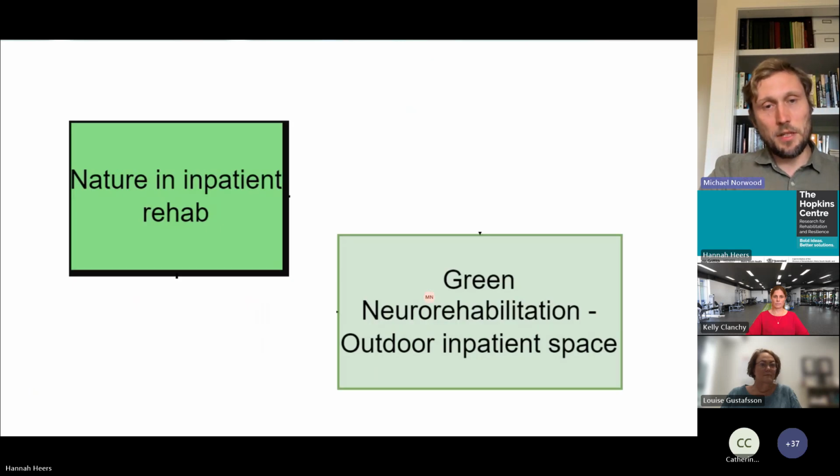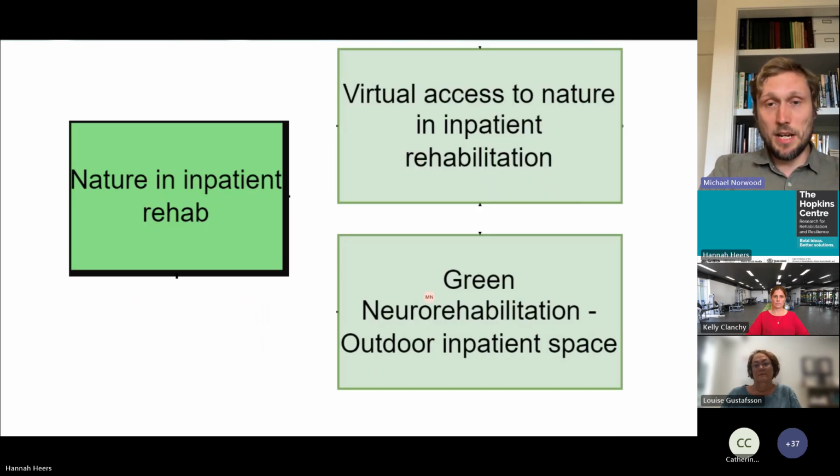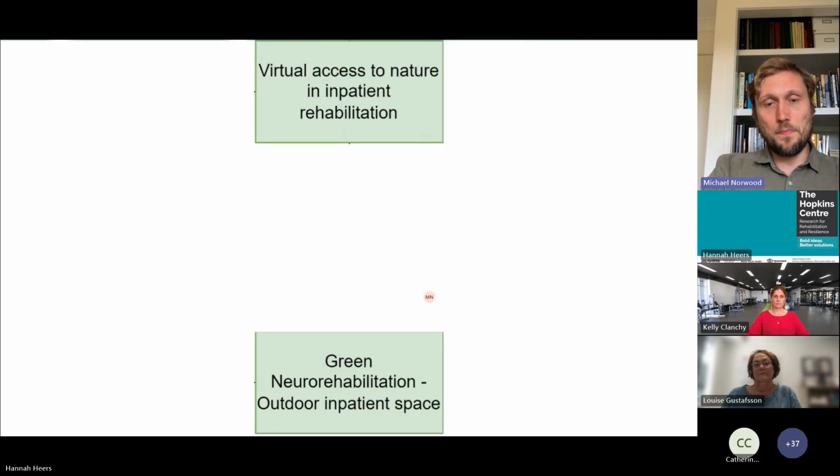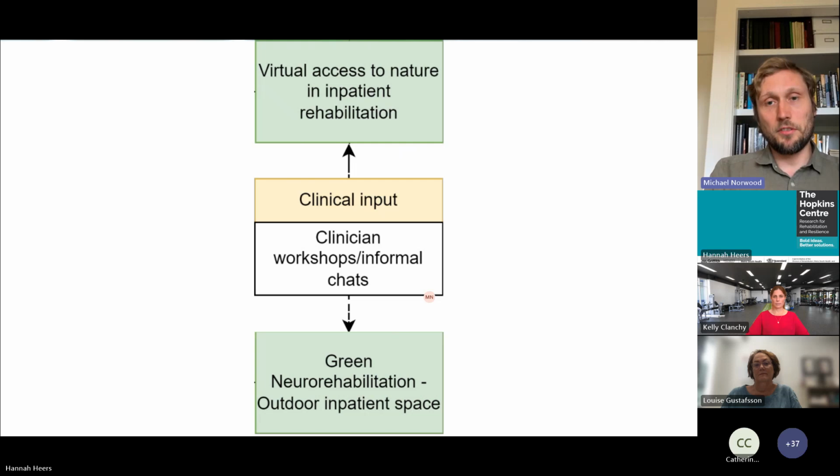So the next body of work is nature in the inpatient rehab, and this has two projects. The top one is virtual access to nature, and the bottom one says green neurorehabilitation. That's essentially real nature in inpatient rehab. And these also had input from clinicians.